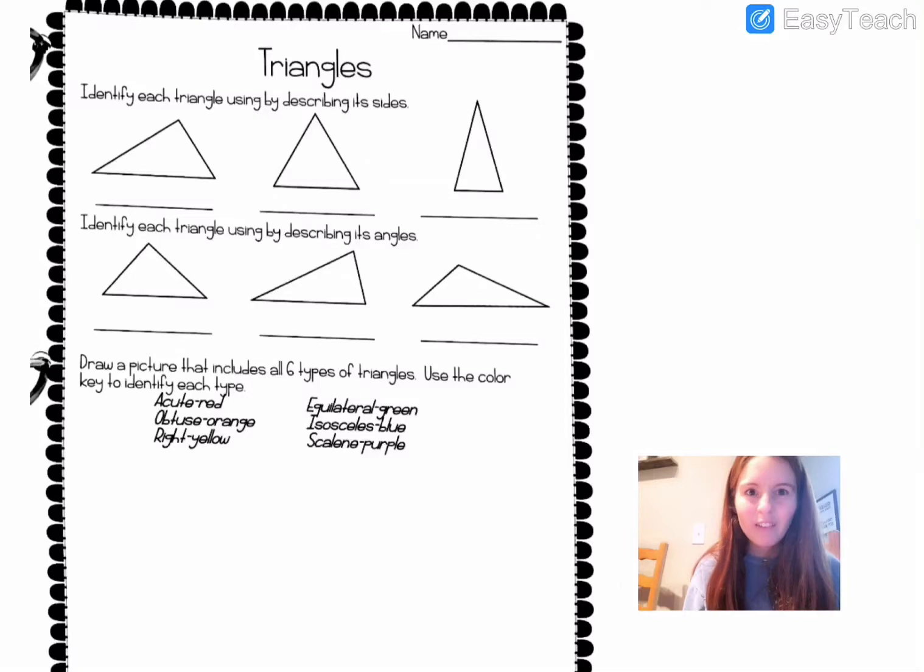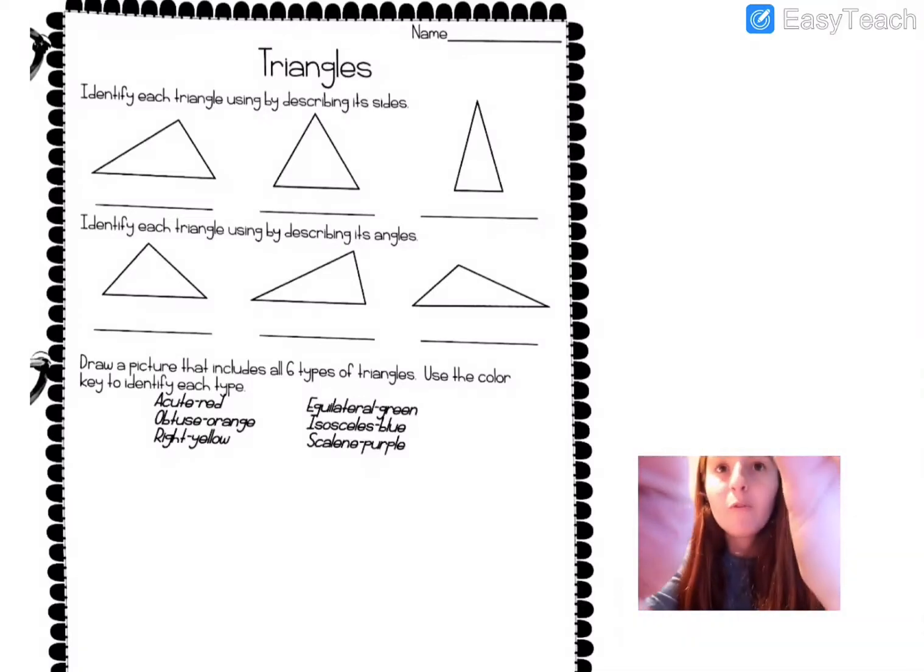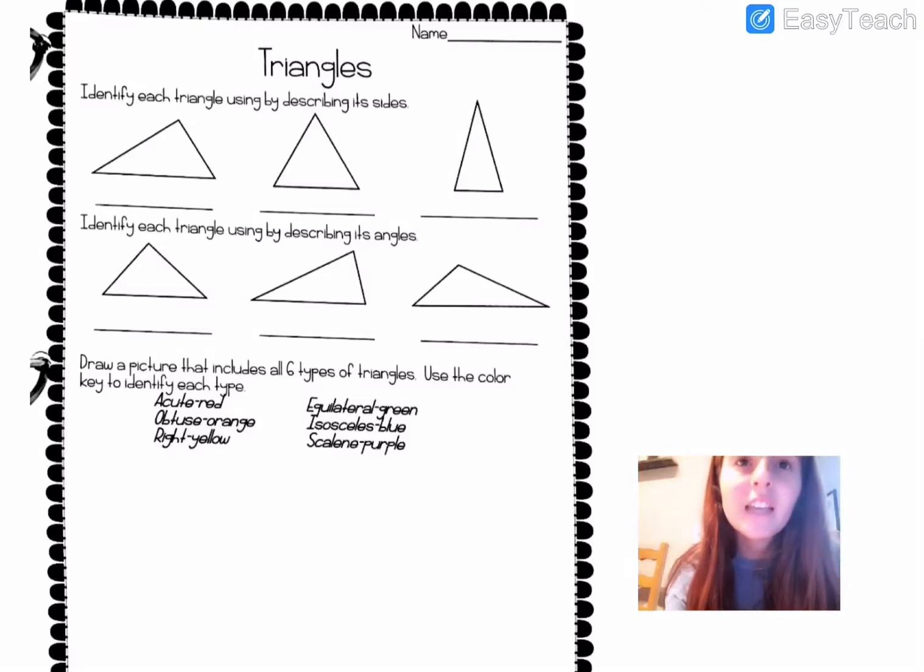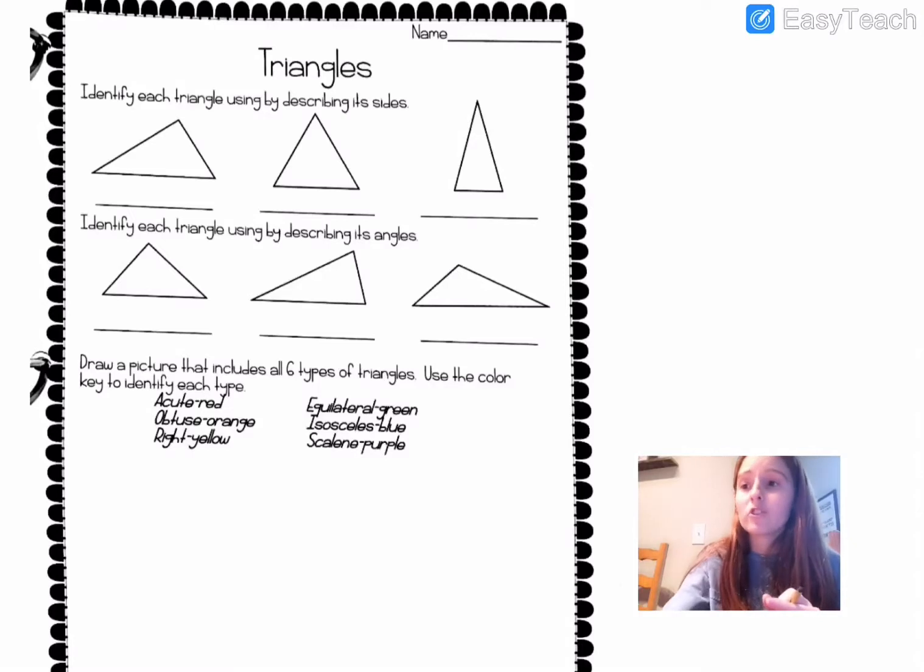Alrighty, that wraps up our lesson. I do want to say a few things about your homework assignment though before you jump right into it. The first thing it asks you to do is to identify each triangle by describing its sides. So in this case, you're not going to describe it by its angles. You're only going to describe it by its sides.